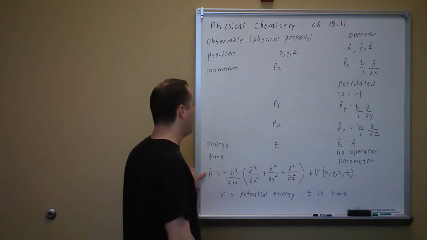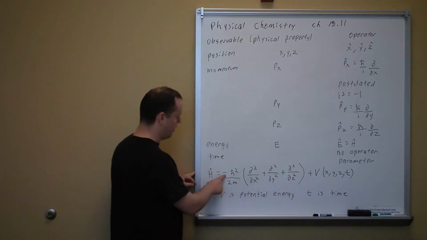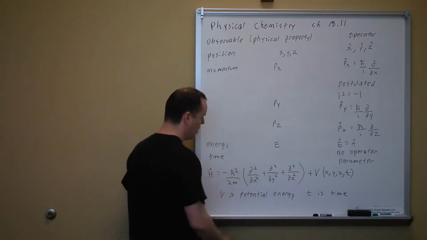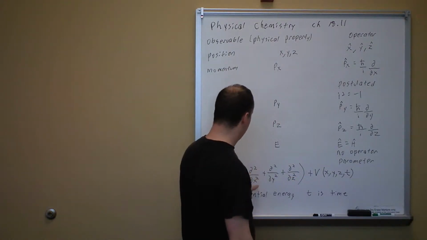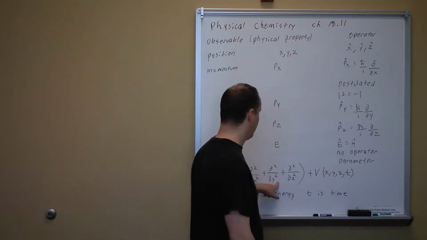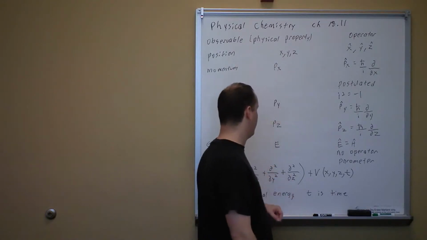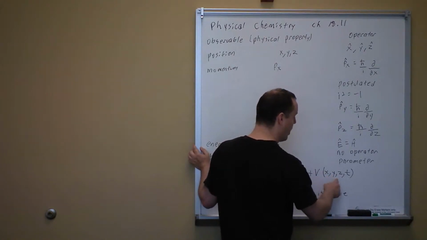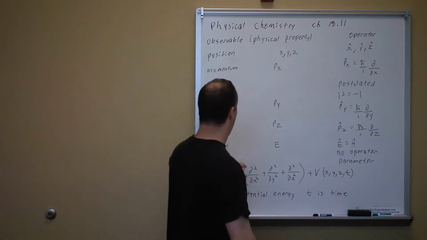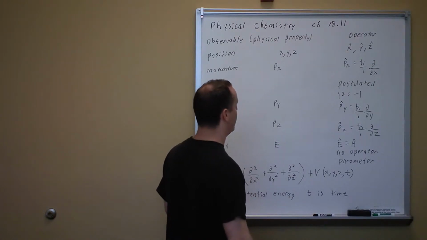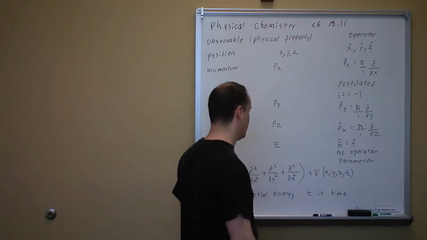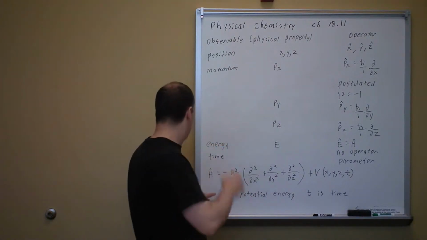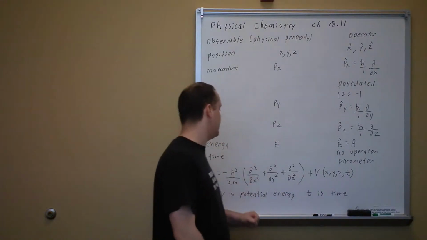And then our Hamiltonian, like I said, defines energy, it's all this. It's minus h bar squared over 2m, remember m would be the mass of the particle, times the entire quantity: the second derivative with respect to x, plus the second derivative with respect to y, plus the second derivative with respect to z, plus the potential energy, which is a function of x, y, z, and t. Remember, this energy can change over time if you have the time-dependent Schrodinger equation. So you need a time-dependent operator, too. So remember, V is potential energy, t is time.